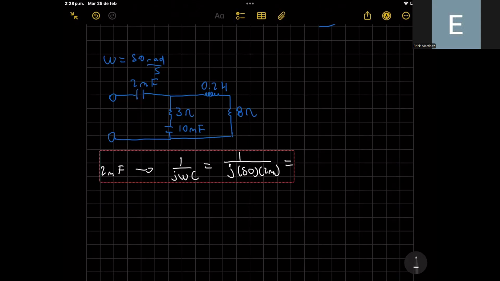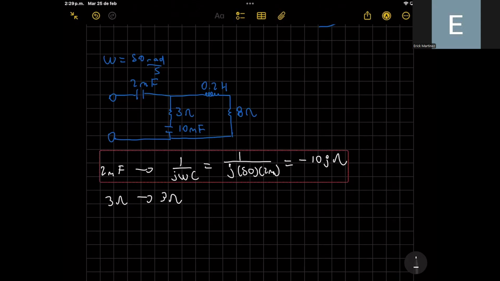So this result will be equal to 1, this result will be equal to minus 10 J ohms, okay? And for the value of the resistance, we know that the impedance is the same, that is 3 ohms, okay?